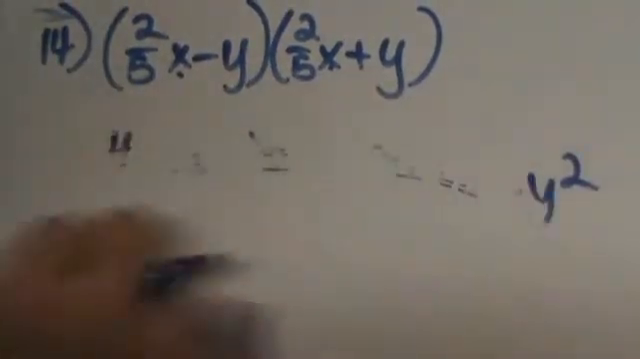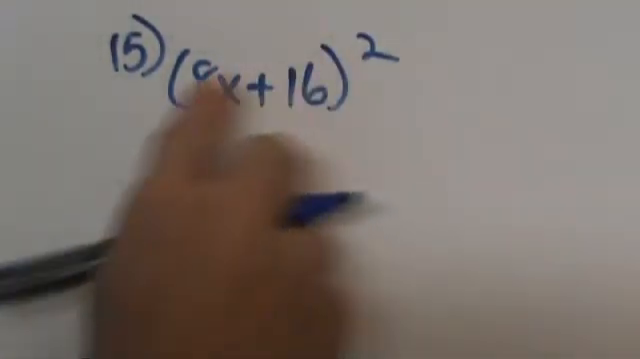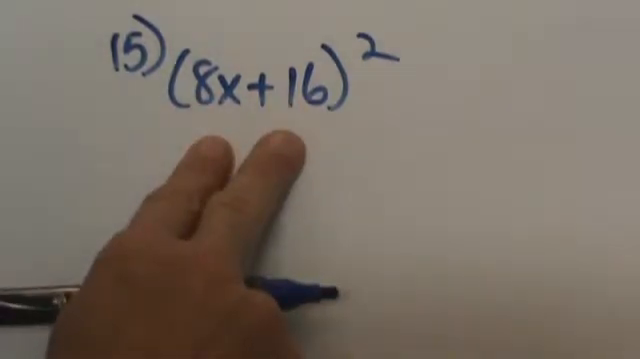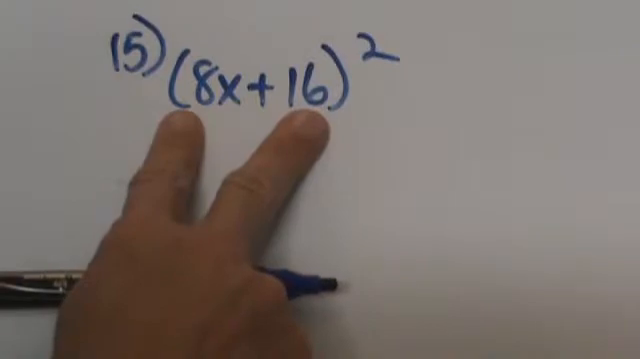Okay, number 15. You can stop and watch it again if you didn't catch everything. Always use your video to help you. Okay, we have 8x plus 16 quantity squared. I chose this one, not because I didn't think you knew what to do. This one does have a trinomial answer, so you can have 3 terms. But I wanted to practice with you the shortcut.